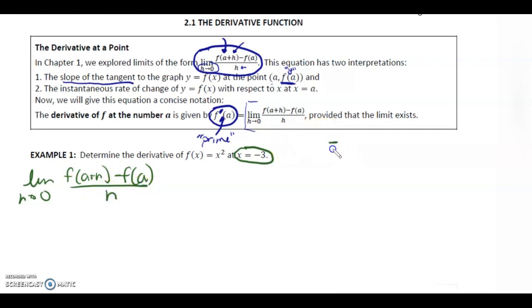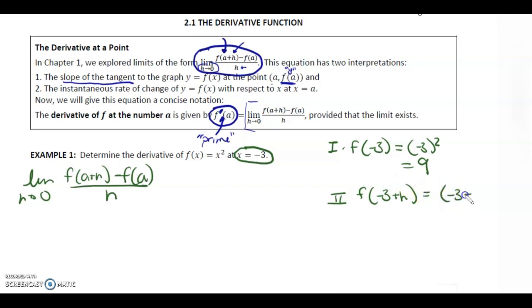Our first two steps were sub in f at -3 and see what that equals, and we get 9. And our second step was sub in f at -3 plus h, and when we do that, we have -3 plus h squared. If you think about -3 plus h, and then -3 plus h, and then foiling this, we actually end up getting 9 minus 6h plus h squared. So now we can come back to this would be step 3.